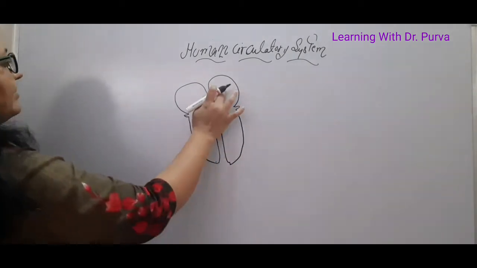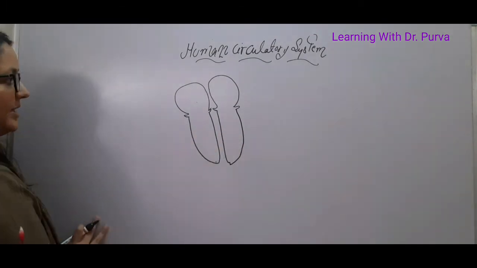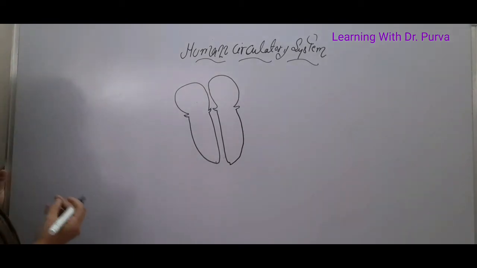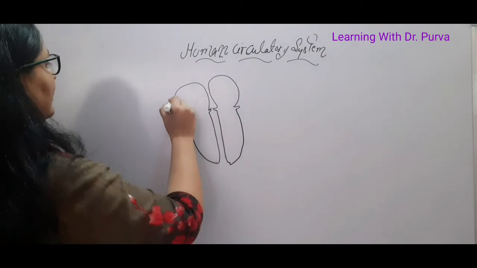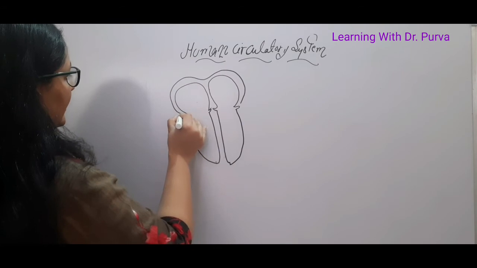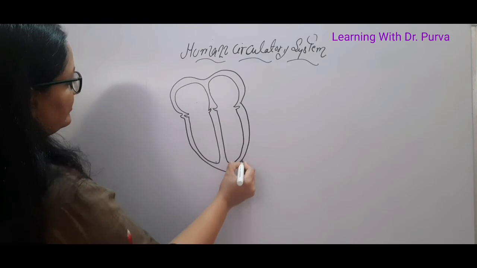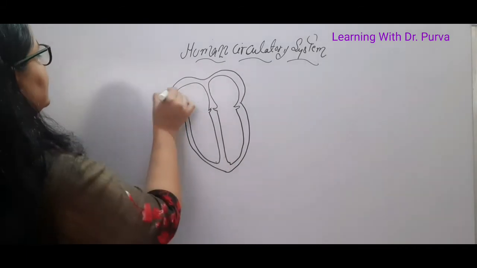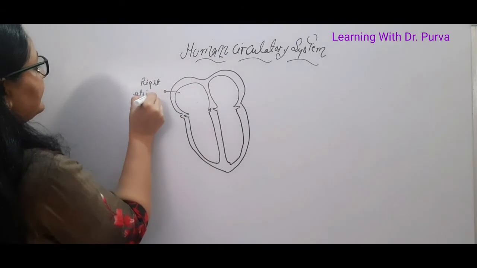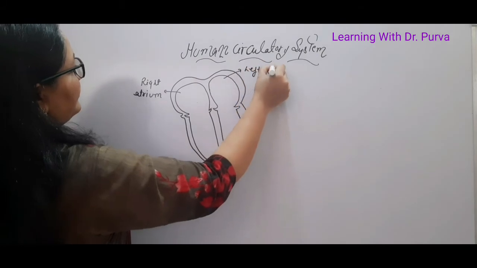So these are upper chambers which are known as atria, and these are lower chambers which are known as the ventricles. एट्रियम सिंगुलर यूज़ करते हैं और एट्रिया जो यूज़ करते हैं वो प्लूरल में यूज़ करते हैं. सो देर आर बेसिकली टू एट्रियम, one on the right side and another one on the left side. Please look at this. This one is the right atrium. This one is the left atrium.